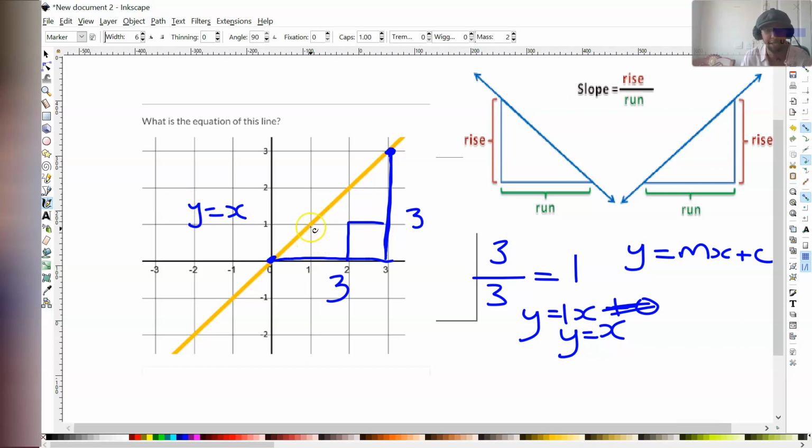And we can see that if I pick this point here and I say when y is 1, what's x? x is also 1. When y is 2, x is also 2. When y is 3, x is also 3. So we know that this is the correct solution.